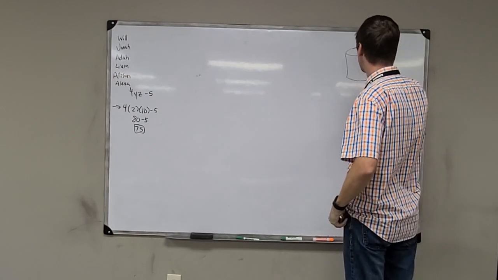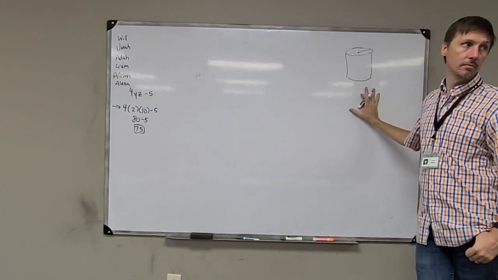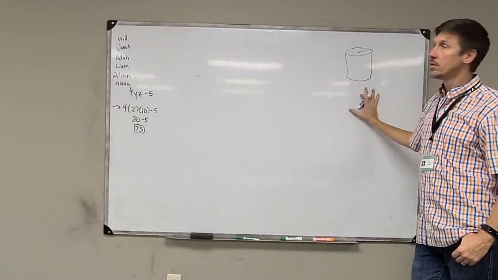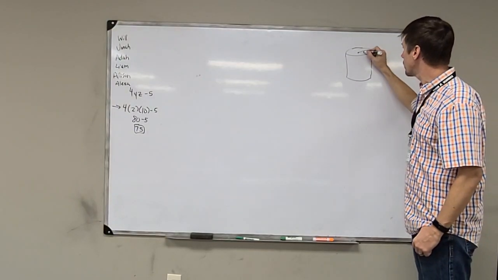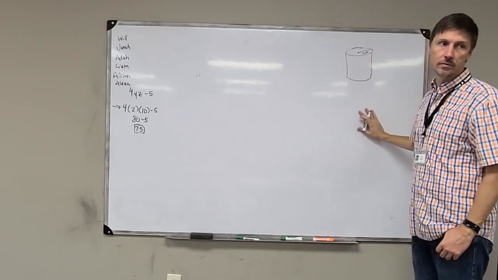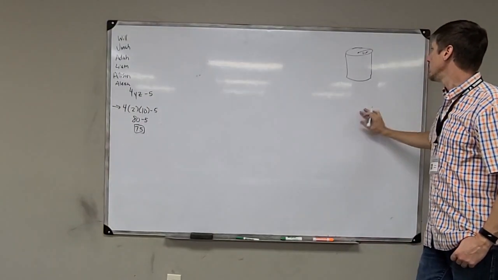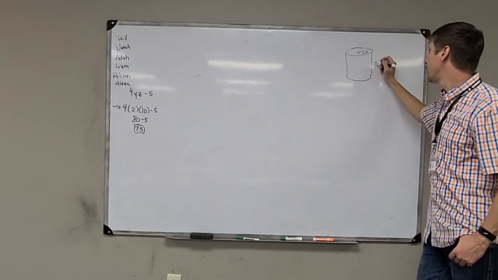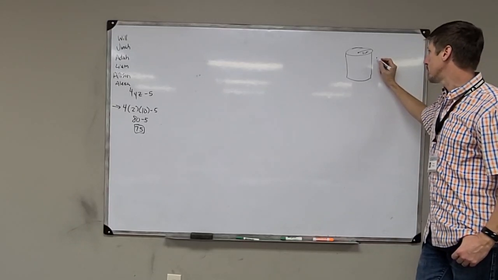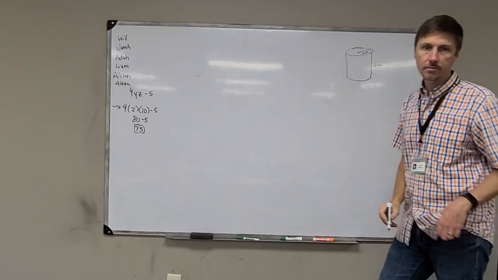But let's think about this for a minute. We've got a circle on the top and the bottom of our cylinder. We're going to give ours a radius of 3 centimeters. And the height of this cylinder looks like it's about double that, so we'll say the height of our cylinder is 6 centimeters.